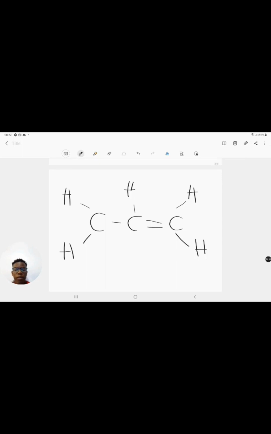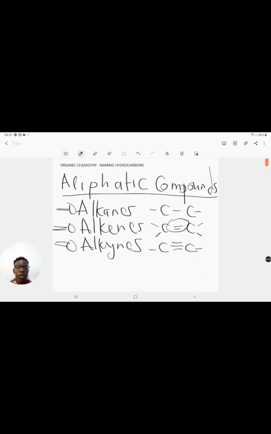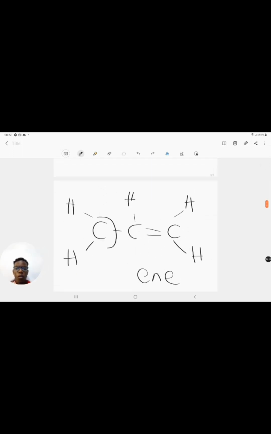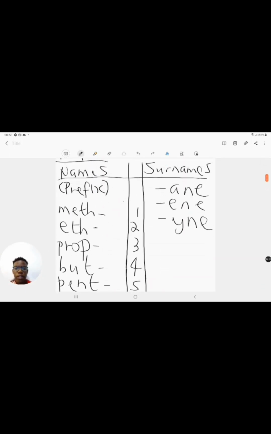The way we name this is we know that it's an alkene because we've got a double bond, so the last part of the name is ene. Here's my double bond there, it's an alkene, so the last part is ene. And how many carbons do I have? I've got 1, 2, 3 carbon atoms. So I go back to my table up here, and I see there's my 3. It corresponds to prop.